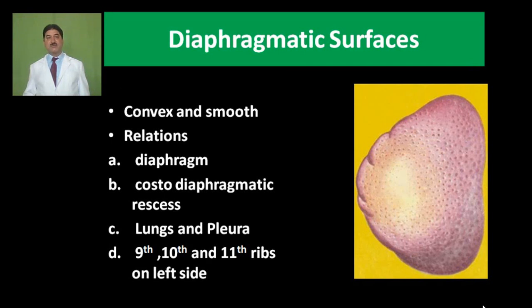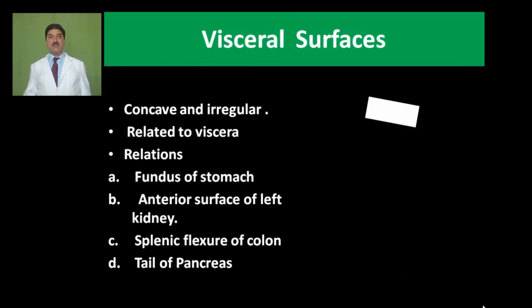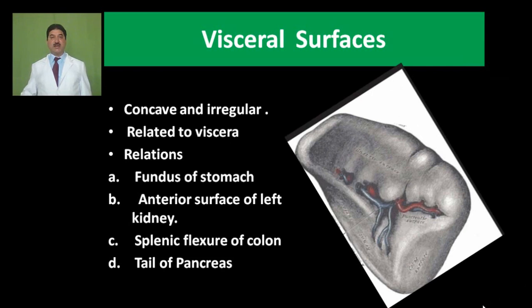Diaphragmatic surface is convex, smooth. It is related to the undersurface of the diaphragm, the posterior diaphragmatic recess, lungs and pleura. It is also related to the 9th, 10th and 11th ribs on the left side. Visceral surface of the spleen is concave and irregular. It is related to the fundus of the stomach, which causes the gastric impression, the anterior surface of the left kidney, which causes the renal impression. Splenic flexure of the colon is related to its anterior border, and it also presents the hilum, which is related to the tail of the pancreas.